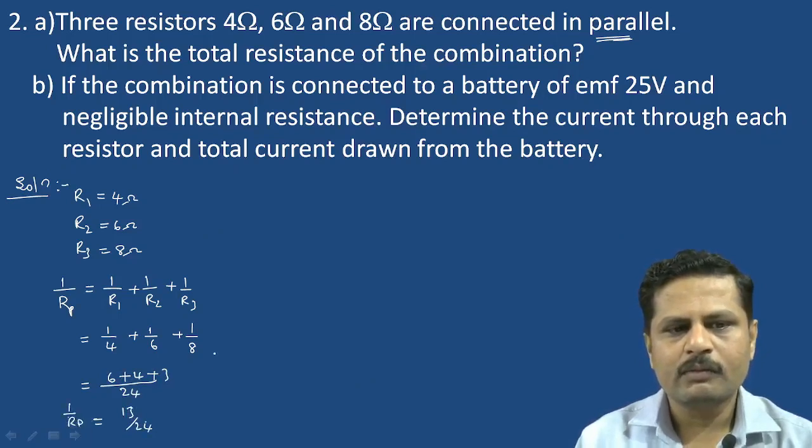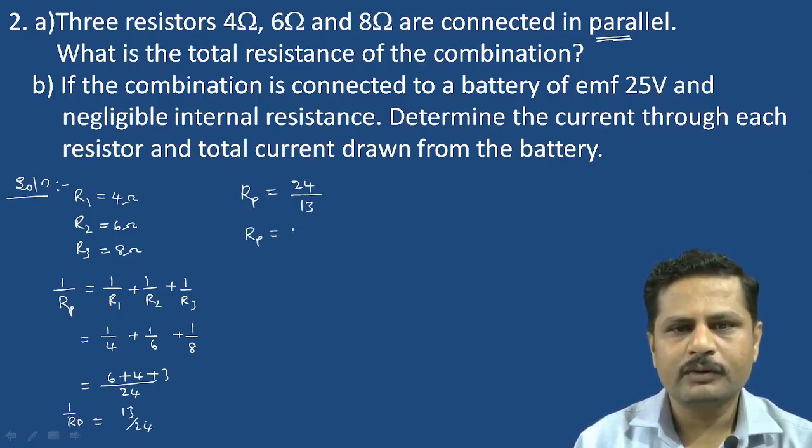But we want Rp, that is the effective resistance of the three resistors when they are connected in parallel. So Rp equals 24 divided by 13, which is 1.8461. This nearly equals Rp equals 1.85 ohm. This is the effective resistance of the combination.